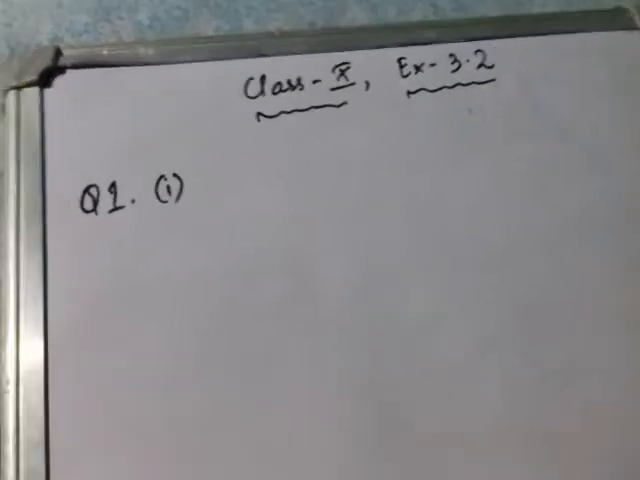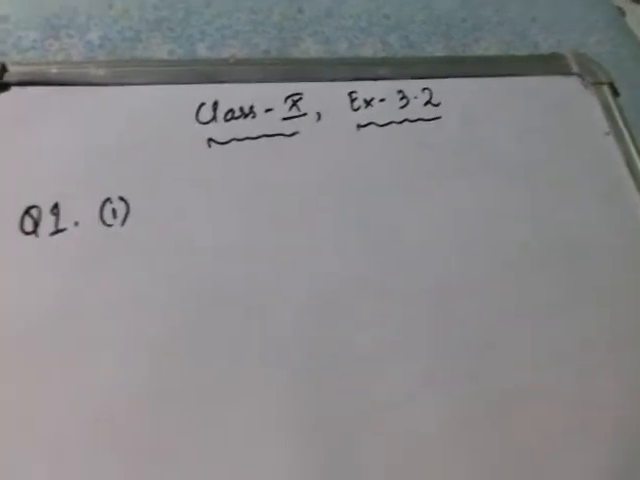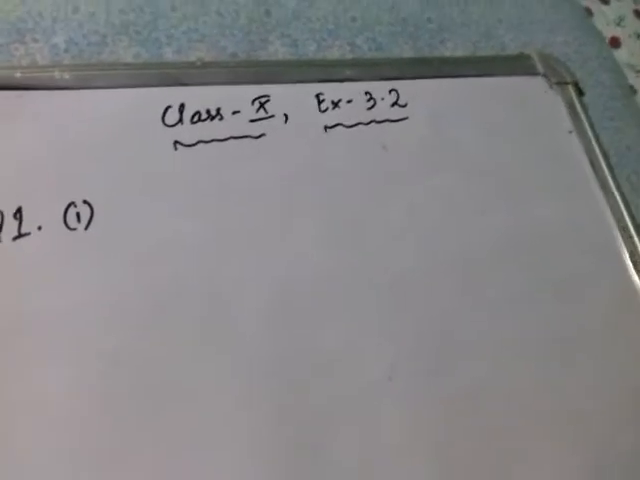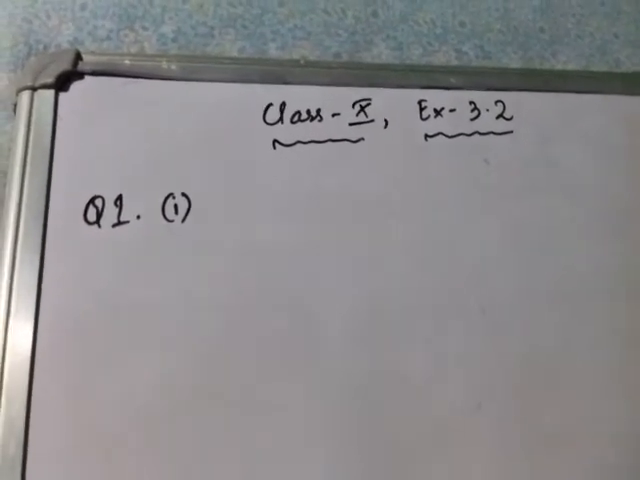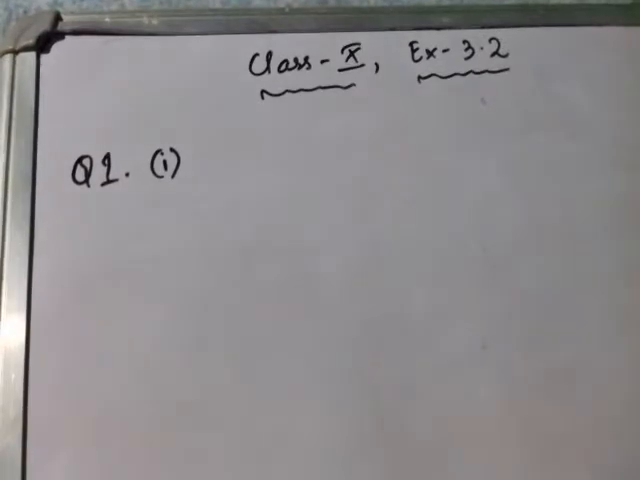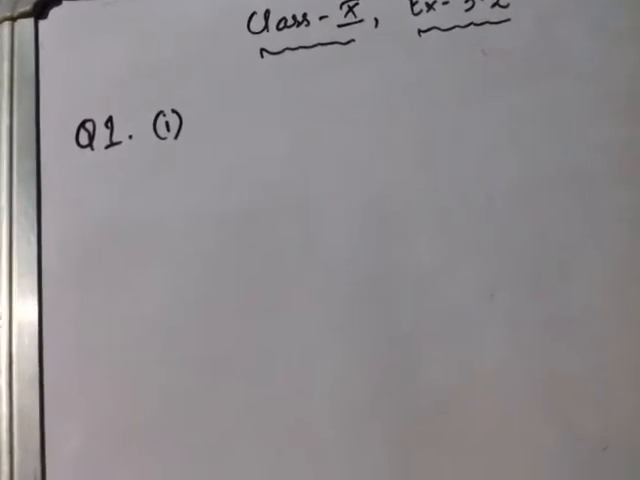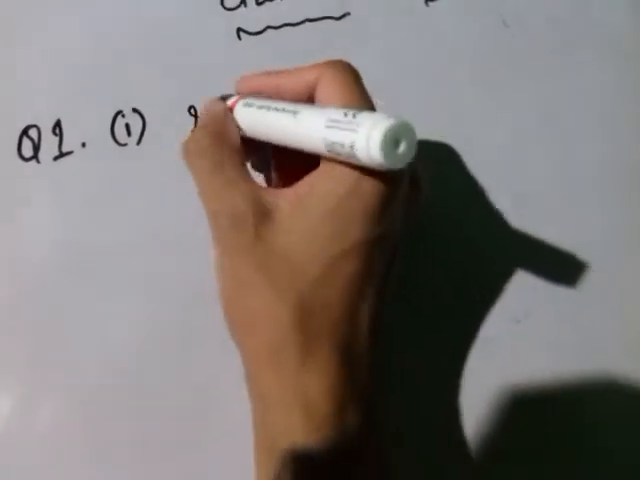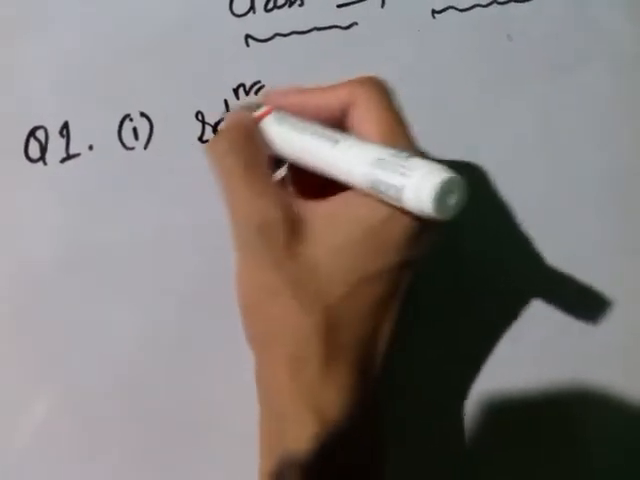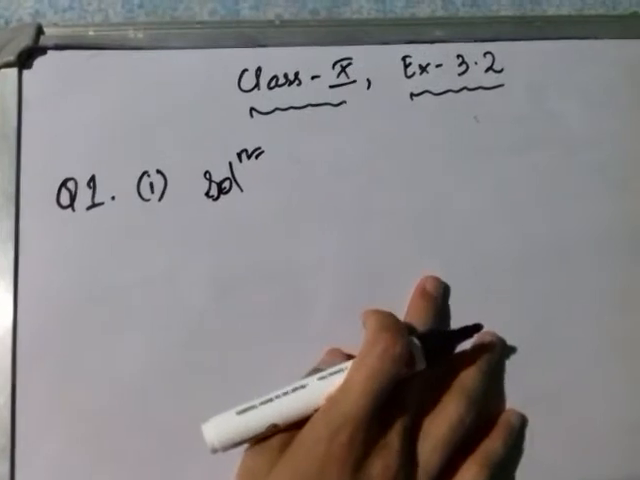So question number 1, part 1. The question is: 10 students of class 10 took part in a mathematics quiz. If the number of girls is 4 more than the number of boys, find the number of boys and girls who took part in the quiz. So this is the solution. First we will write the solution.